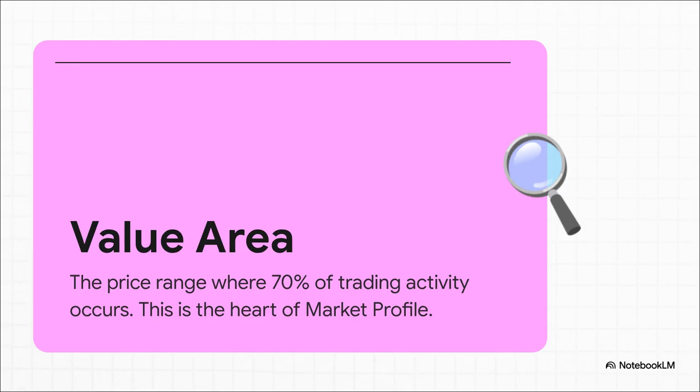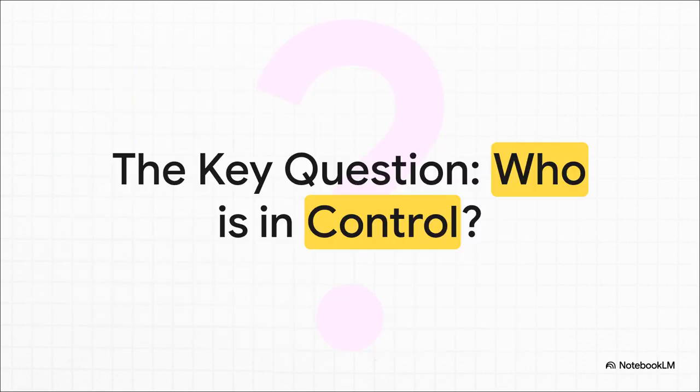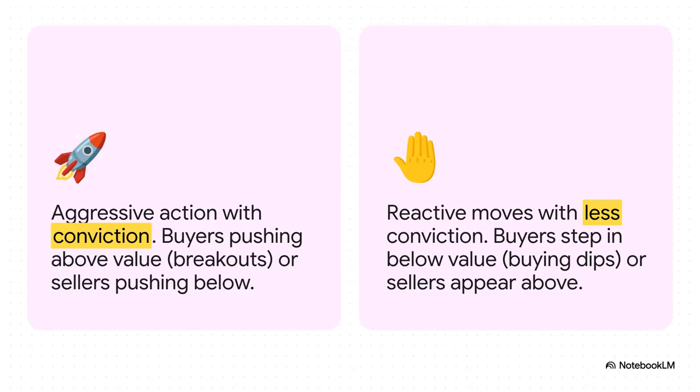And where this comfort zone forms and how it moves day to day tells you so much about what's really going on. And you know, all this analysis, looking at the shape, finding the value area, it all boils down to answering one single powerful question. At this very moment, who is in control of the auction, the buyers or the sellers? To figure that out, we look for two very different kinds of behavior.